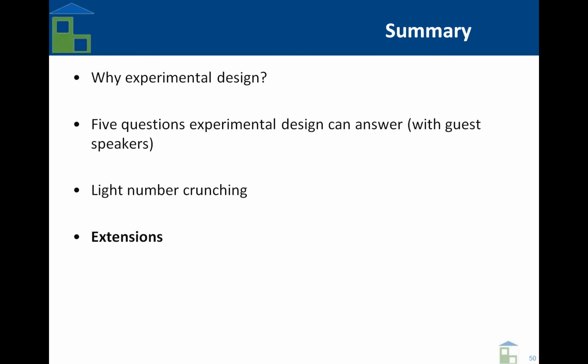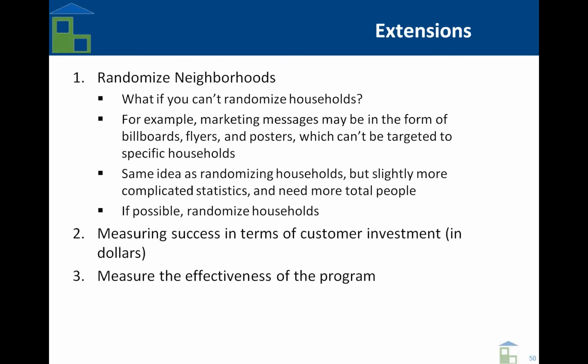Again, this is the simplest case, and there are a lot of ways that you can have slight variations. For example, you might not be able to randomize households. If you're trying to figure out whether one billboard works better than another one, then you obviously can't target that billboard to each household. In that case, you would have to change your statistics a little bit, and we're going to put some of these extensions like this one up on the website.